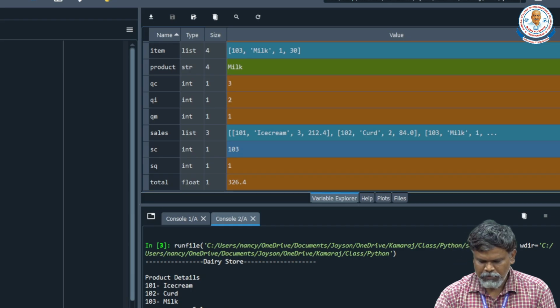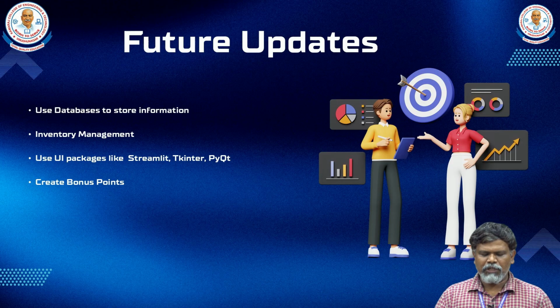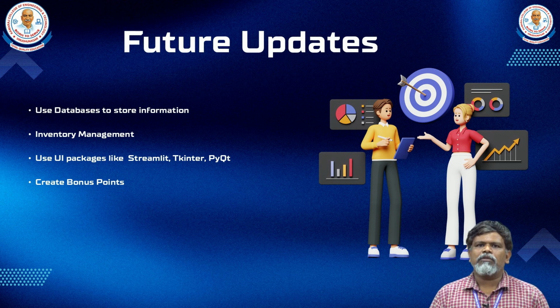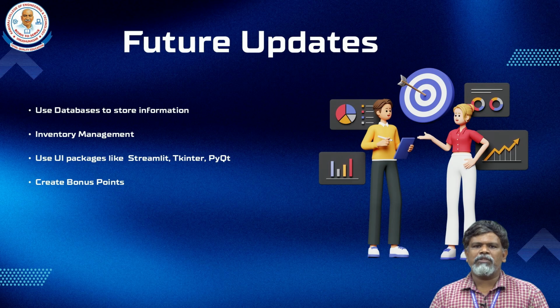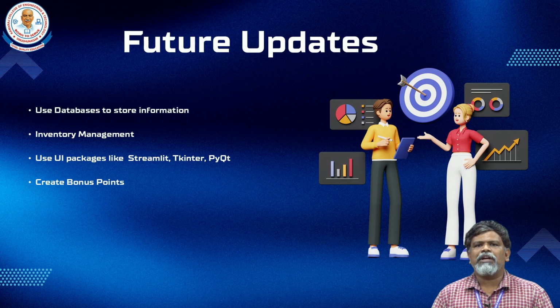So what future updates can we do in this project? First thing, we can use a database. Here you can see clearly a list has been used to store the information, but it is used for one time only. When a customer comes, he will enter the information, and then the data will be erased. Once again we have to run the code. So this information is not stored. It's a one-time process only. So we can use a database.